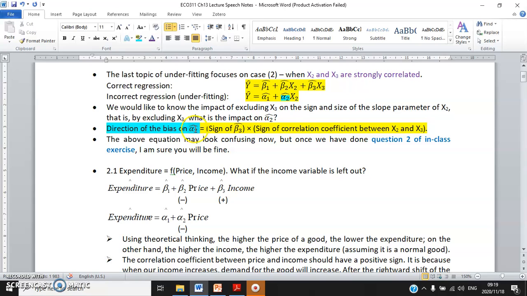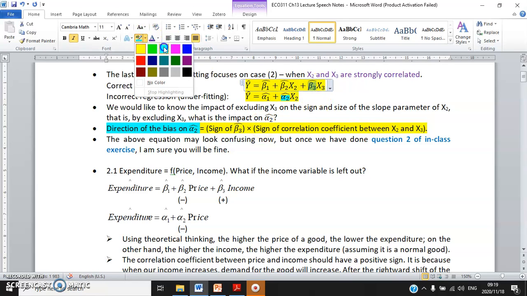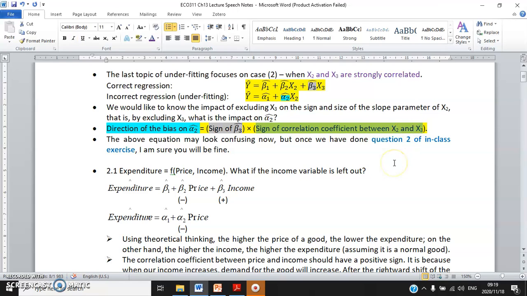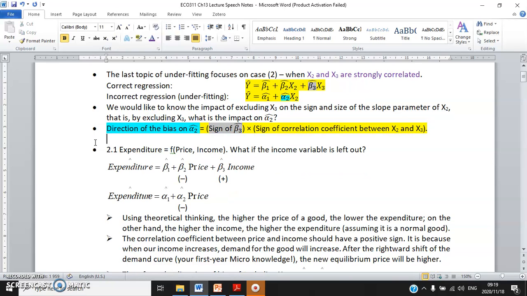I'm going to call it alpha 2 hat from now on. It is equal to the product of the sign of b3 hat from the original regression. So in other words, we need to find out if it is positive or negative sign, times the correlation coefficient. We have to think using our theoretical thinking, the sign actually of the correlation coefficient between x2 and x3. And then we will do the first 2.1 and 2.2 of in-class exercise 2.1.